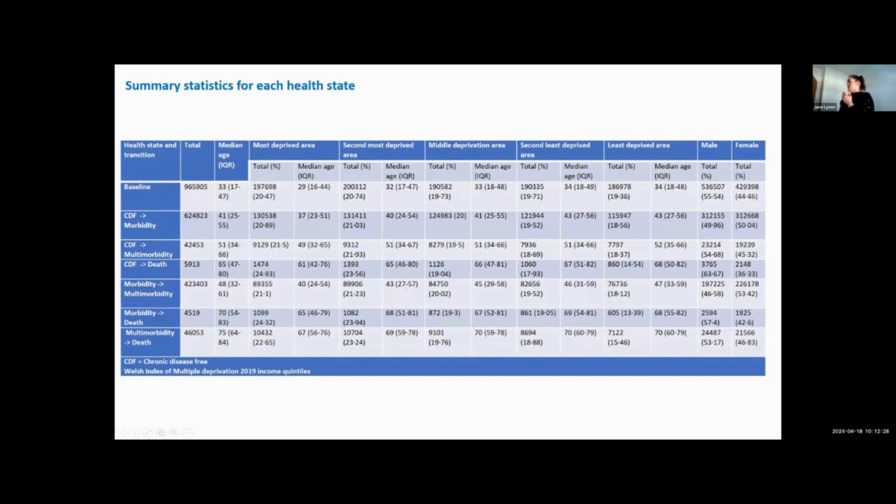And so this is an overview of our study population broken down by the 6 possible transitions, and then by area level deprivation, sex and age. In total, our study ended up including 965,905 individuals, with the most common transition being chronic disease-free to morbidity, which you can see here. And then also, as you'd expect, the majority of our individuals who did die during the study had already been diagnosed with at least 2 chronic diseases.